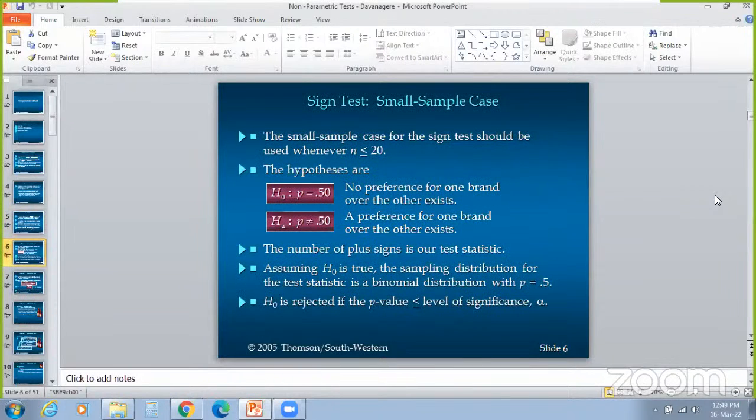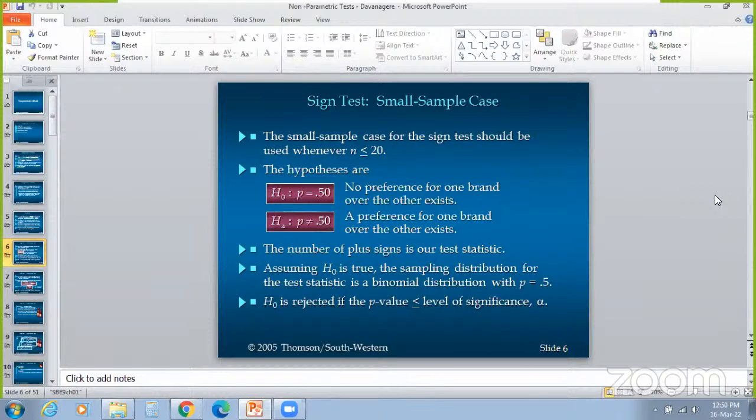Of course, there are some conditions. This is a small sample test. If the number of observations, the sample size, is less than or equal to 20, you have to use this sign test. The null hypothesis for this sign test is that there is no preference for one brand over the other. The alternative hypothesis is that a preference of one brand over the other exists, that is, there is a difference in the preference. There is no difference in the preference of the customers between the brands is the null hypothesis.